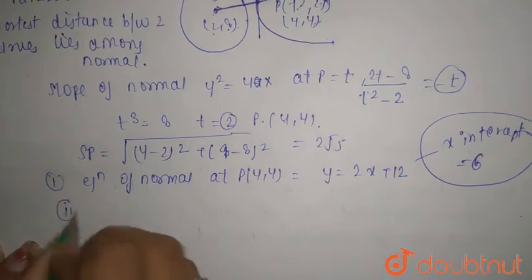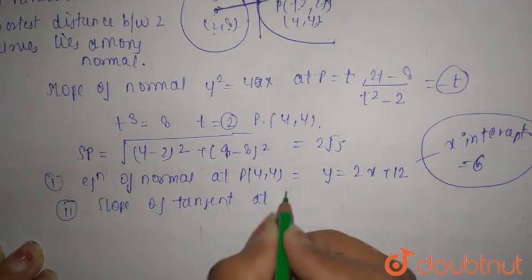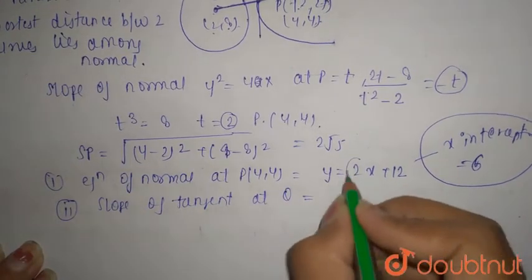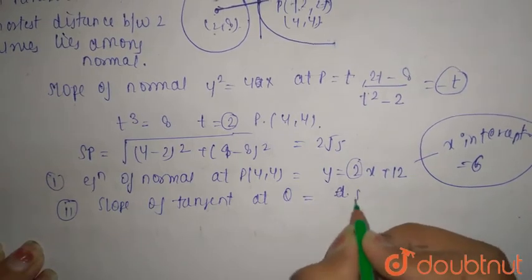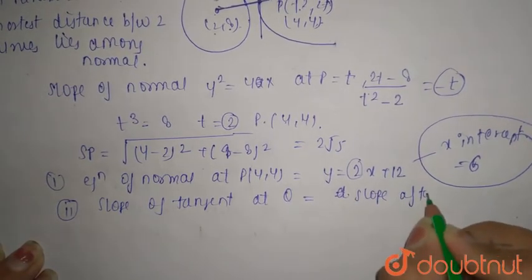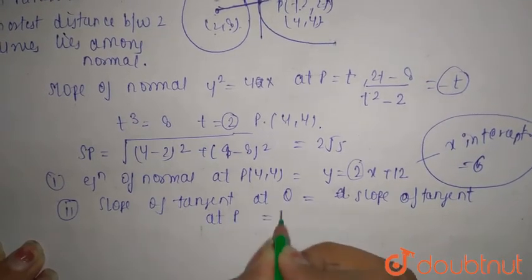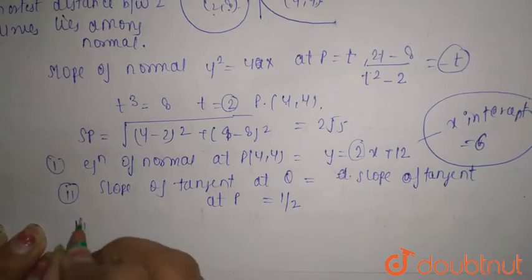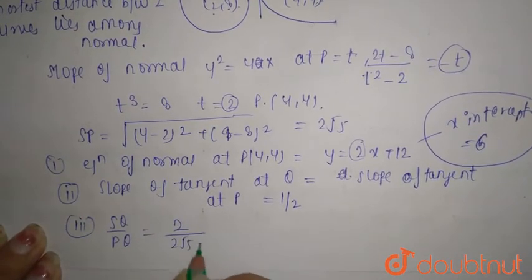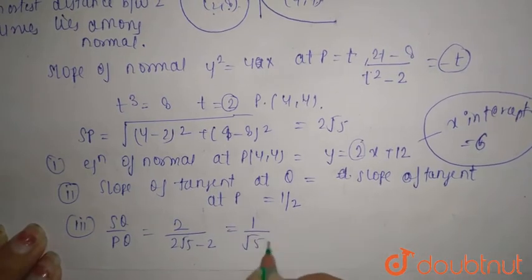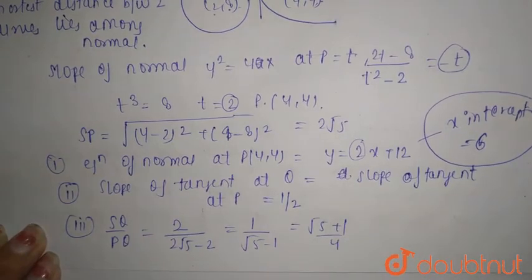Now the second thing is the slope of the tangent. The slope of the tangent at Q, since this is the slope of the normal, equals the slope of the tangent at P, which is 1 by 2. So the third thing is SQ divided by PQ, that will be 2 by (2 root 5 minus 2), which is nothing but 1 by (root 5 minus 1). By rationalization we have (root 5 plus 1) divided by 4.